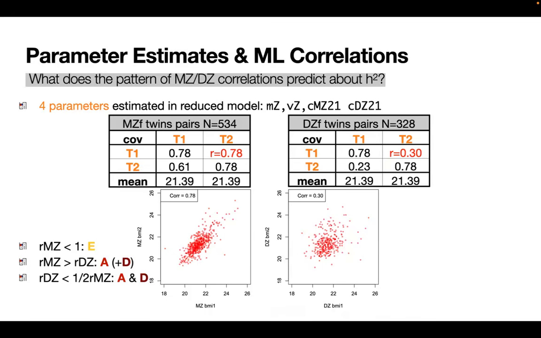Whether or not this is purely additive genetic factors or a combination of additive and dominance genetic factors really depends on the relative magnitude of the MZ and the DZ correlation. In this case, the DZ correlation is slightly less than half the MZ correlation, so it's a little bit more consistent with dominance genetic variance also explaining some of the variation, and not consistent with shared environmental factors, which would predict that the DZ correlation would be greater than half the MZ correlation.